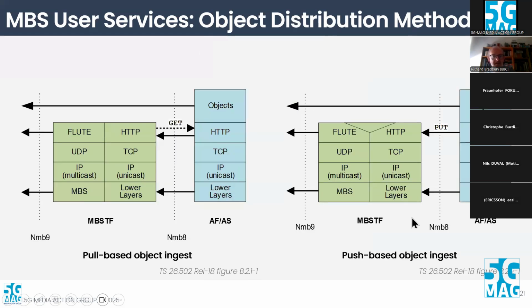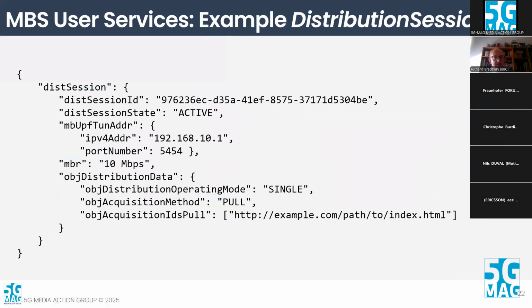And here again is a stack-oriented view. So there's two ways we can get it to operate. We can either get it to pull the objects using an HTTP GET from a web server, or we can push those objects into the MBS TF. And in the case of DASH, it's the MPD that gets pushed, but the objects described by the MPD are always pulled. And here's just an example of one of the configurations. In this case, the operating mode is the single shot and it's operating in pull, but we'll show a slightly fancier demo of the DASH operation today.